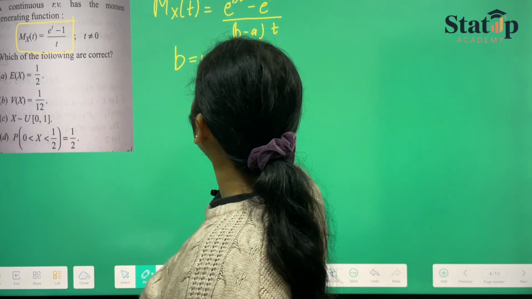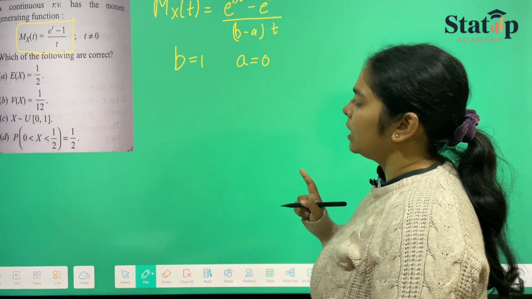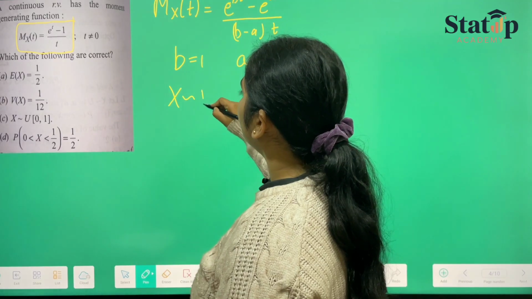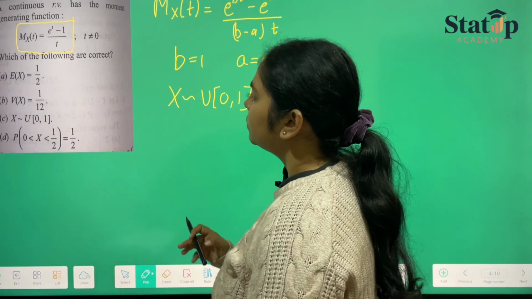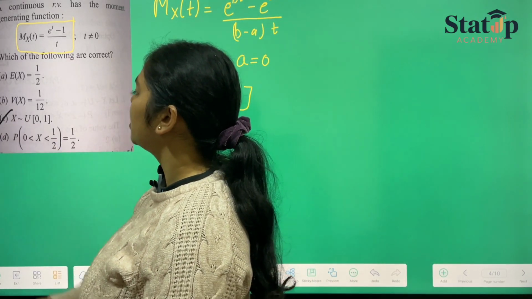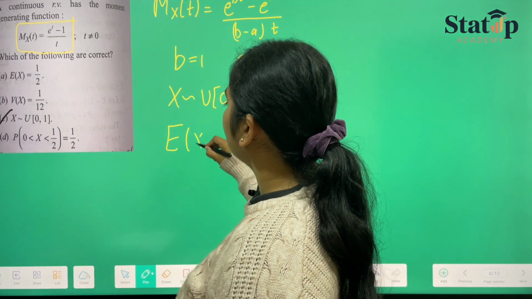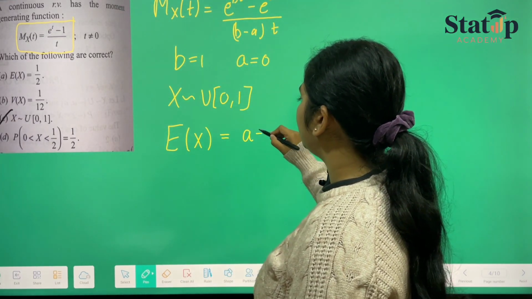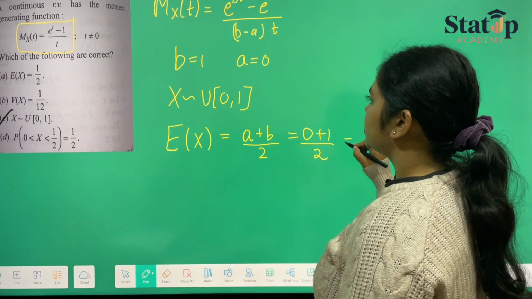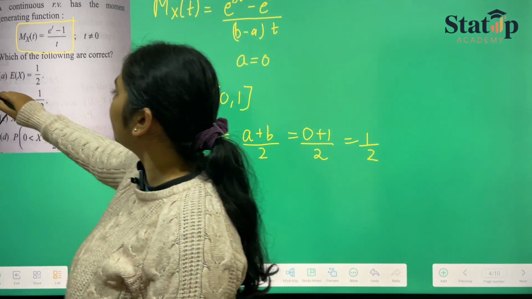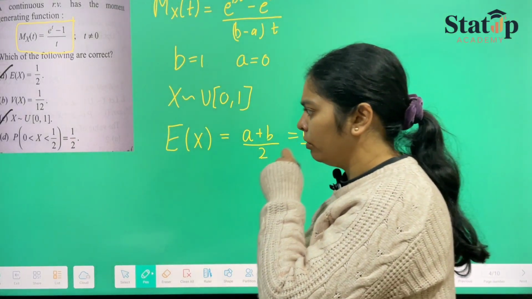e raised to the power 0 is 1. And b minus a, 1 minus 0, also satisfies the denominator. So b is 1 and a is 0. So x follows uniform distribution with the lower limit 0 and upper limit 1, which states clearly that C is the correct statement. If we talk about the expectation of x, it is nothing but the mean, which is (a plus b) upon 2. a is 0 plus b is 1, upon 2, which is 1 upon 2. So our first equation also is correct, which is expectation of x is 1 by 2.